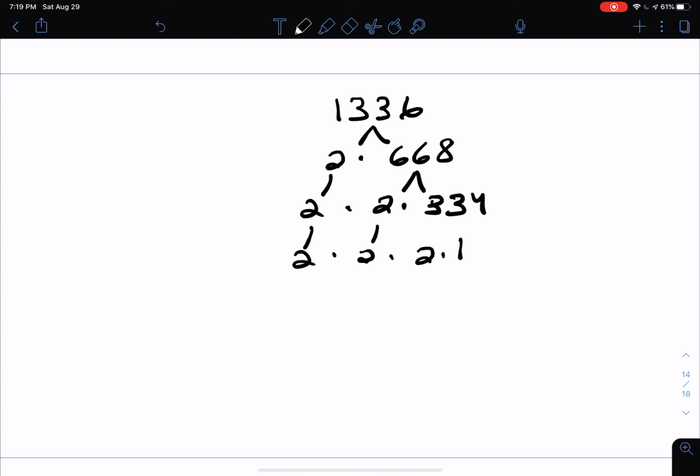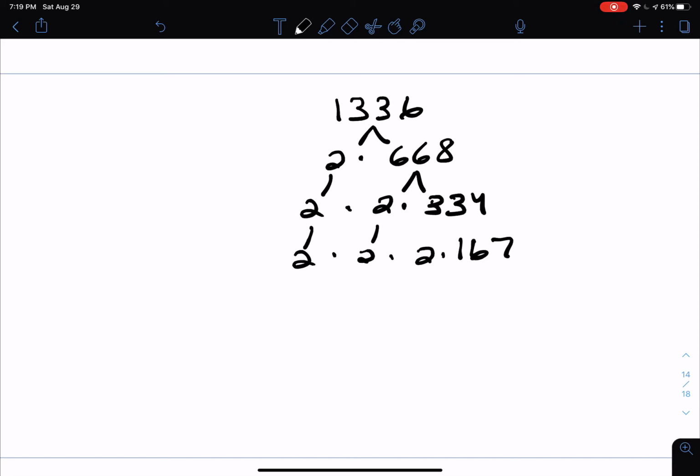2 times 167. 167, that one looks tricky. Well, 2 doesn't go in because it's odd. 3 doesn't go in because 1 plus 6 is 7, 7 plus 7 is 14. 4 does not go in. 5 does not go in evenly. 6 does not go in evenly. 7, 8, 9 don't. 10 doesn't.